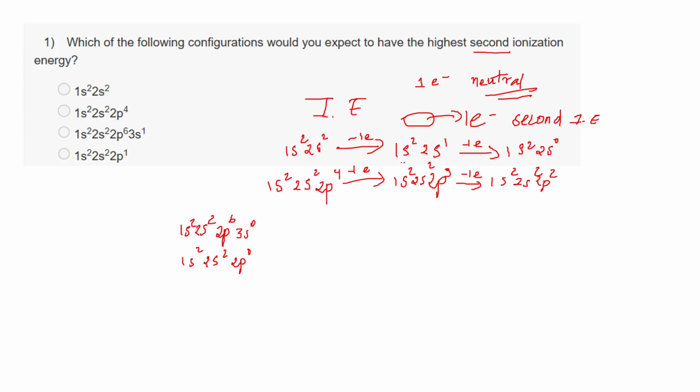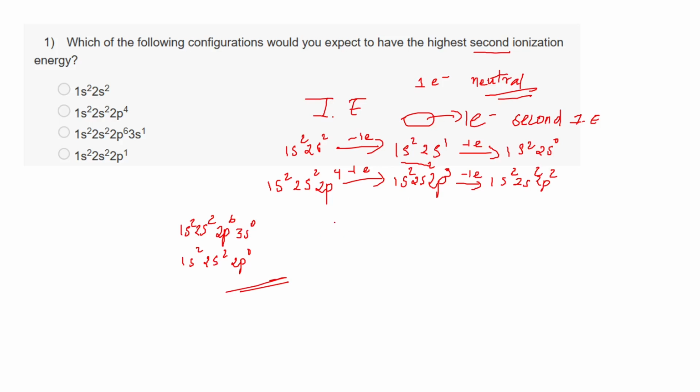Now we have to look at these configurations, like 1s2, 2s1, 1s2, 2s2, 2p3, then 1s2, 2s2, 2p6, and so on. Now we have to look at where it will be very difficult to remove the electron. So do any of you have any idea which will be the answer?